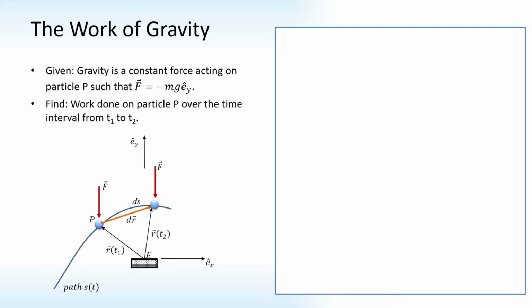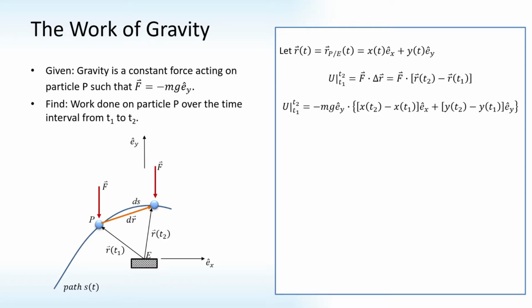Let's start with gravity. We're told that gravity is a constant force acting on particle P, such that F equals negative mg Ey. We're asked to find the work done on particle P over the time interval from t1 to t2. I'm going to start by defining the vector r to be x of t Ex plus y of t Ey. Then recall that we said if a force was constant, then the work it does is F dot delta r. Then substitute values of x and y in for r.